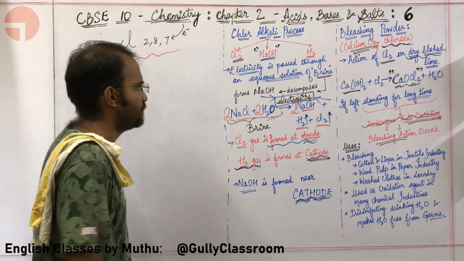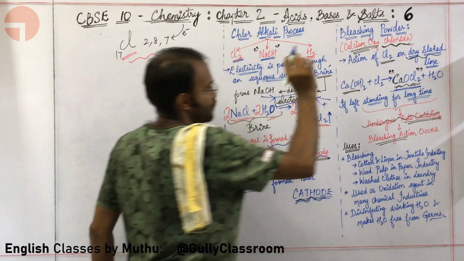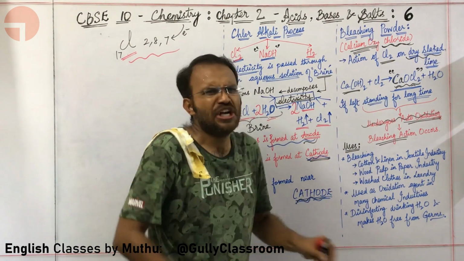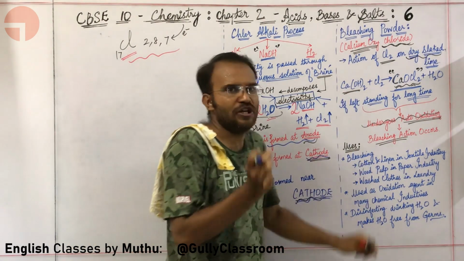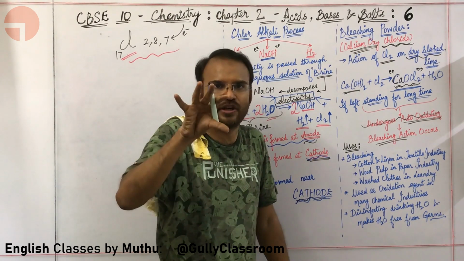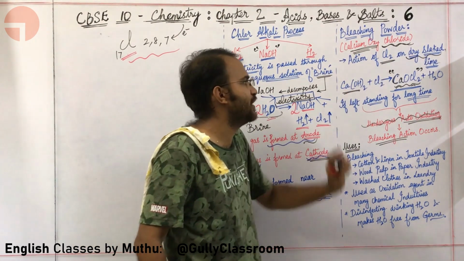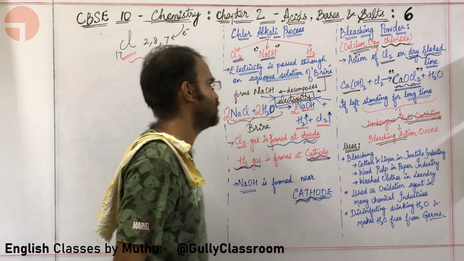But, let me repeat it, the actual formula is quite complex. For bleach, this formula is purely representative. The actual formula for bleach is quite complex. We are going to ignore it here and we will simply learn bleach to be CaOCl2.